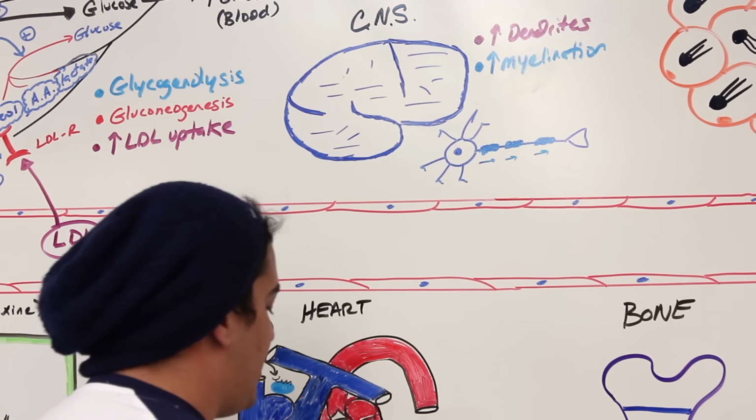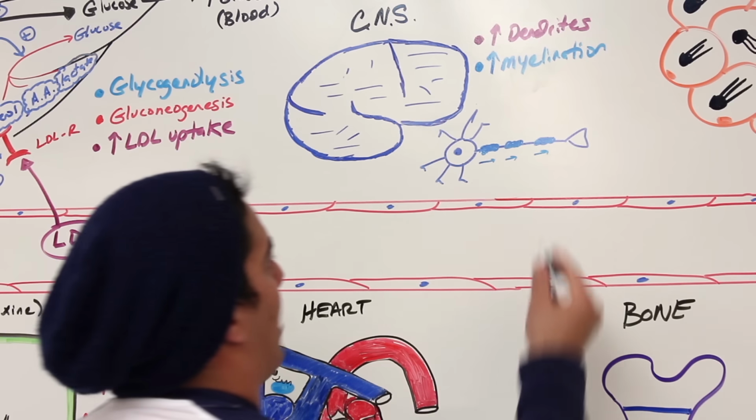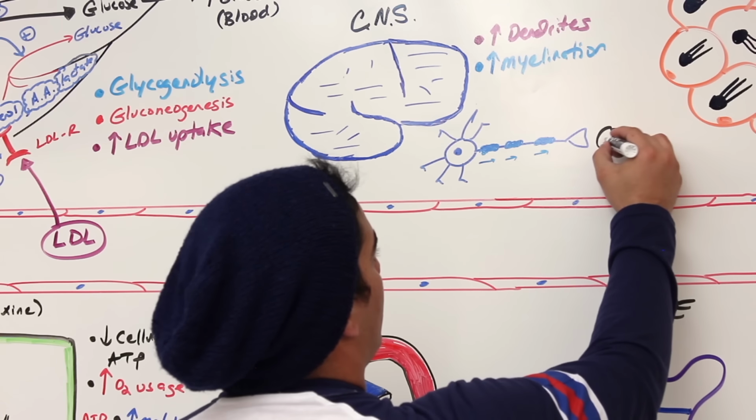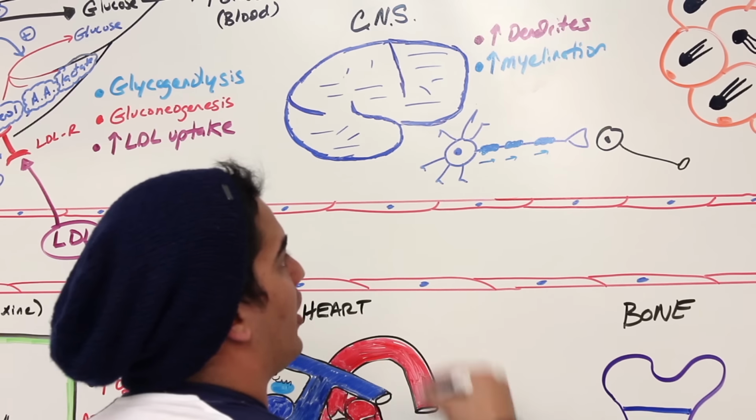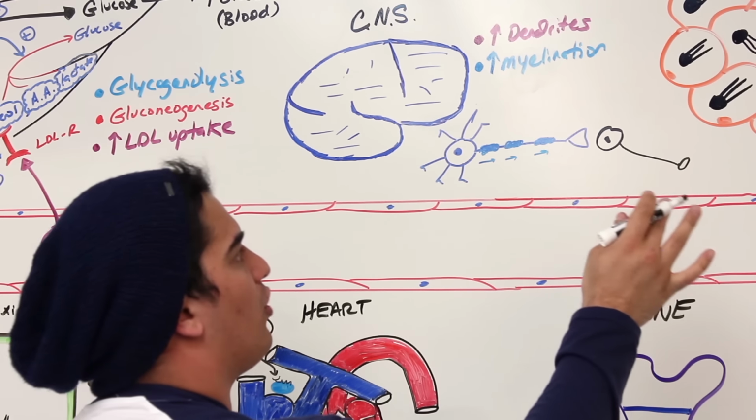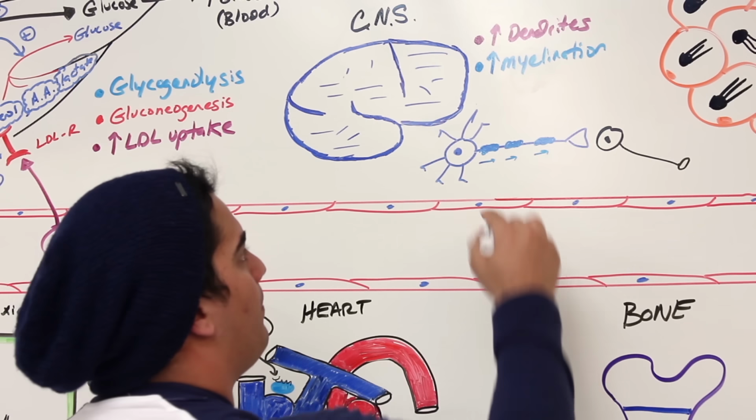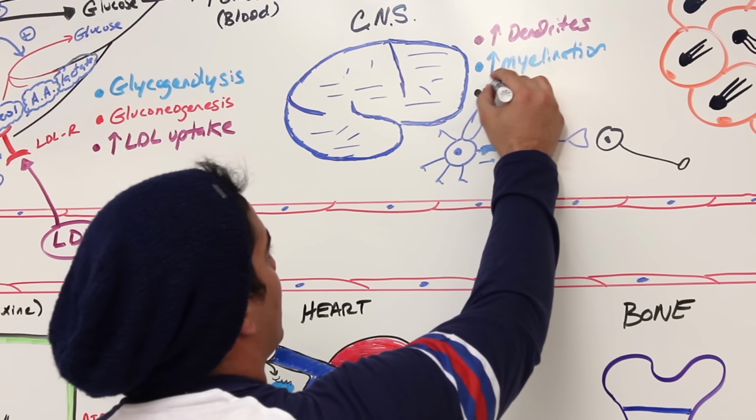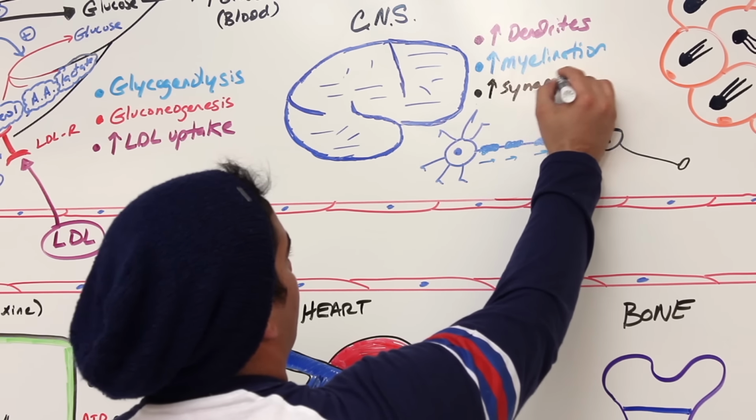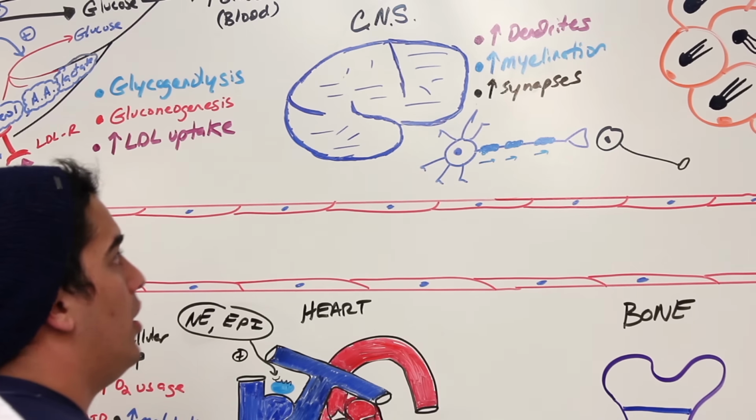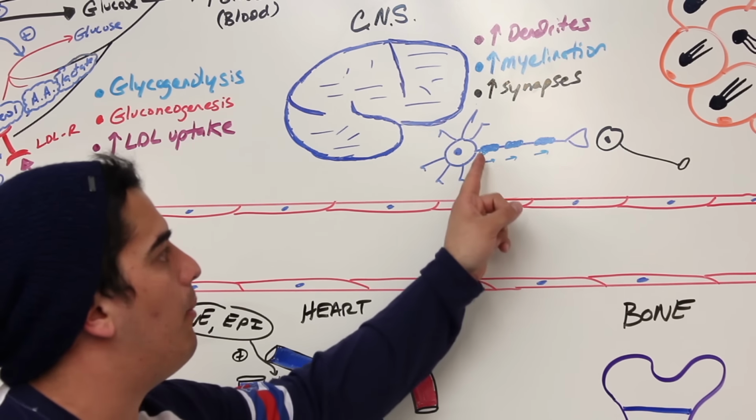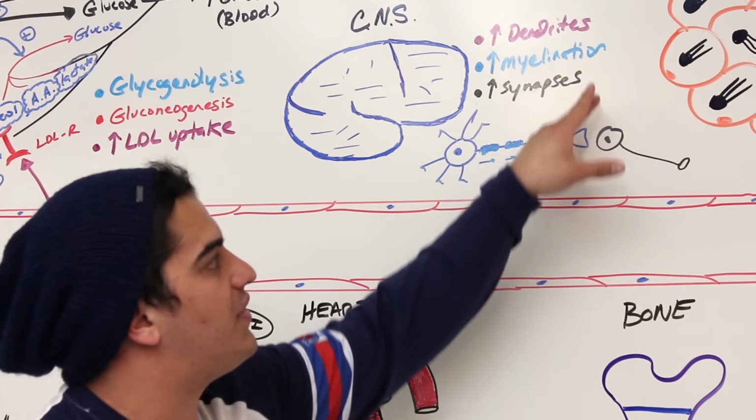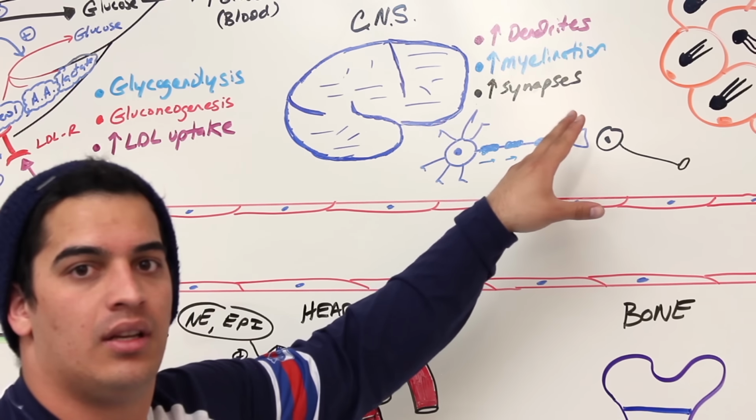And he's increasing the number of synapses. What is a synapse? Let's say here's a presynaptic neuron, here's another neuron. If you have more of these synapses here, you're going to have more different types of neurochemical reactions, right? So in general, there's going to be an increase in synapses. Okay. So overall within the central nervous system, it's making more dendrites, more myelination, and increasing the number of synapses within the CNS. That should make sense.